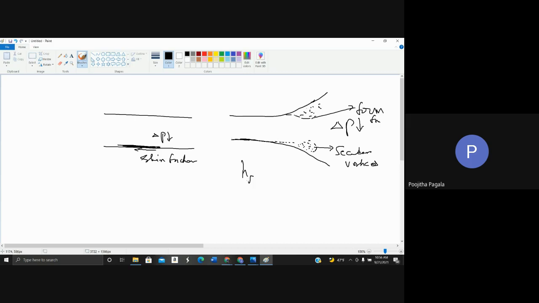So HFS accounts only for skin friction. It does not take into account the form friction. So you need a separate term to account for form friction again.